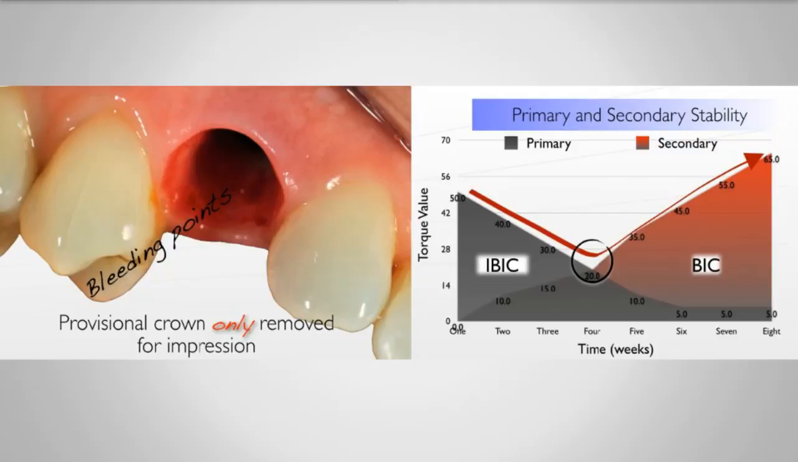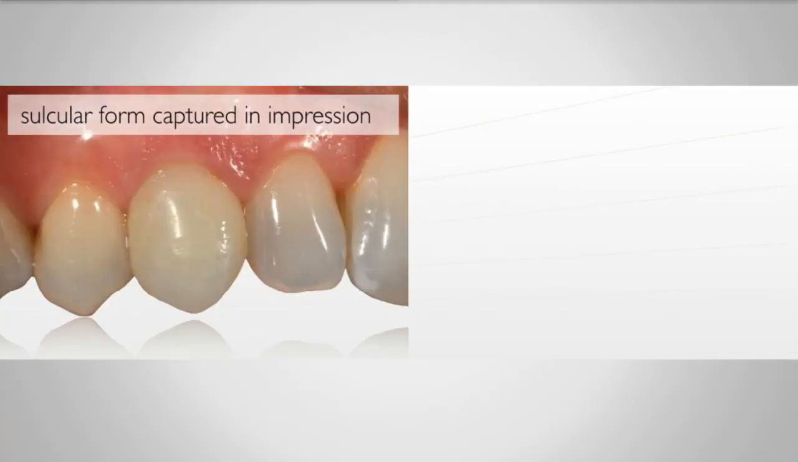And how do I communicate the shape of the soft tissue to the lab? I'm going to show you that in a minute. You're right, the tissue tends to collapse after you take the temporary off. So I'm going to show you how to capture that soft tissue. So we're going to look at that now. All right, we've got this provisional restoration in place. You're going to remove the provisional restoration.